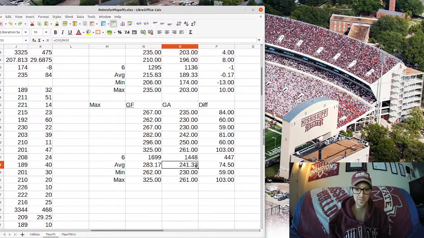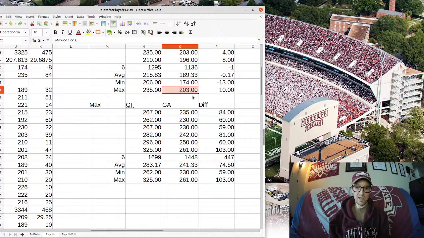Average for the maximum goals against 241. Minimum of the maximums 230, and maximum of the maximums was 261. So for goals against, the target would be, give me a sec to figure this out. So I think it's the same thing.